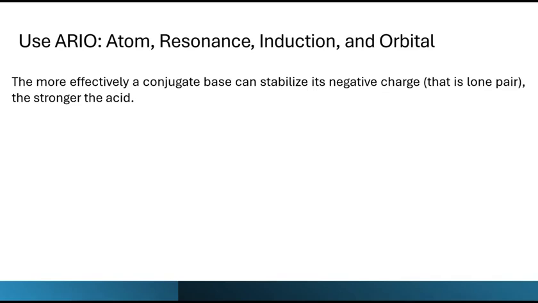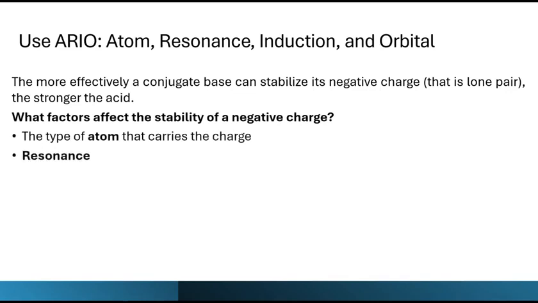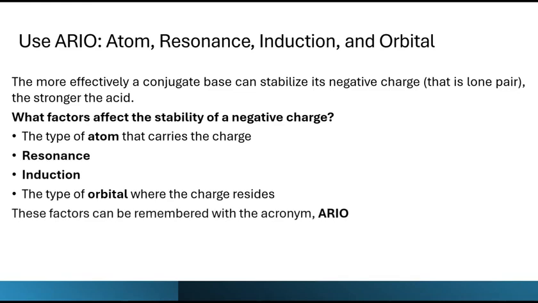We can also use ARIO to help us remember the stabilities when we're looking at them qualitatively. Atom, resonance, induction, and orbital. The more effectively a conjugate base can stabilize its negative charge, that is a lone pair, the stronger the acid. What factors affect the stability of a negative charge? The type of atom that carries the charge, resonance, induction, and the type of orbital where the charge resides. These factors can be remembered with the acronym ARIO.